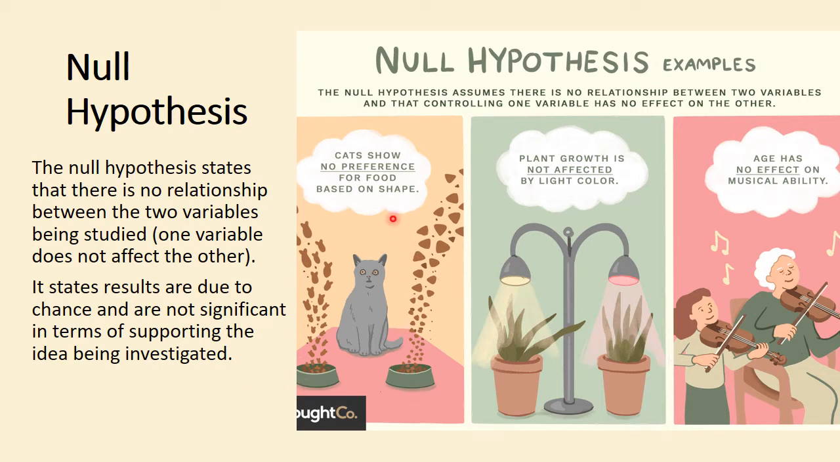So good examples of null hypotheses: cats show no preference for food based on its shape, or plant growth is not affected by light colour, or age has no effect on musical ability. You are saying effectively that there is no relationship between the two variables that you are looking at. The independent variable has no effect on the dependent.